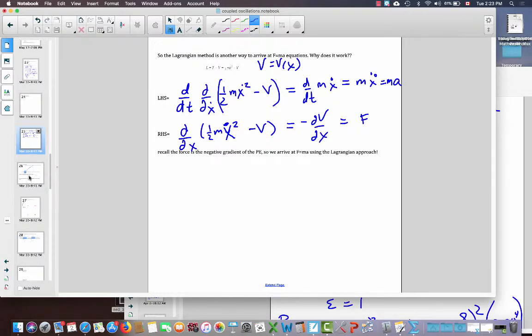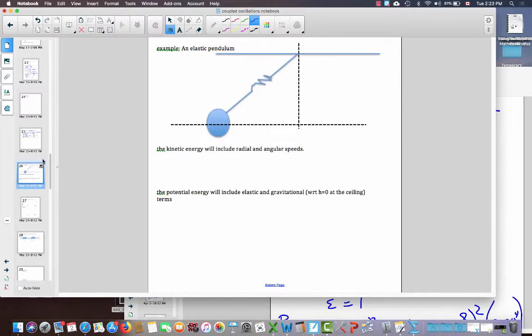Now, the Lagrange equation also leads naturally, in systems with more degrees of freedom, to matrices which can then be set up to find the eigenvalues in the normal modes. Let's look at another problem. We did this one as well. A pendulum with an elastic cord.